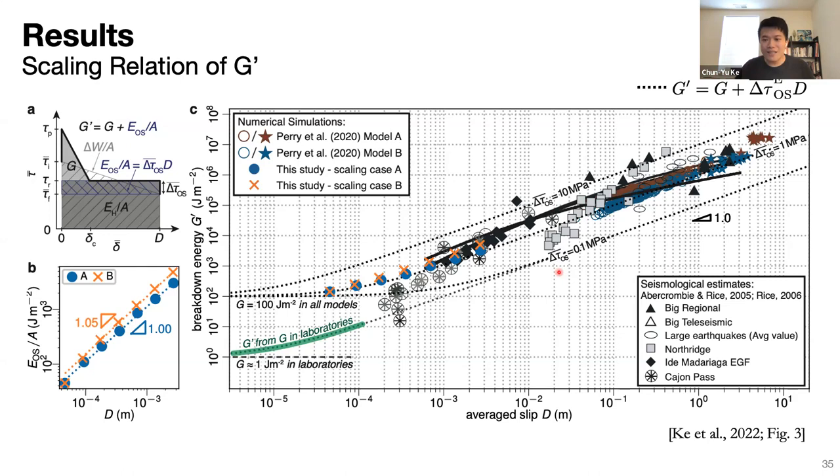Evidently, one does not need a complicated simulation with enhanced dynamic weakening to match the seismological observations, by Perry 2020 results here. The value of G prime is more likely being dominated by the overshoot energy rather than the actual fracture energy. Therefore, it is possible that G is not a scale-dependent property. It can be a small number that is being overshadowed by overshoot energy. Just a tiny bit of stress overshoot can make G prime scale.